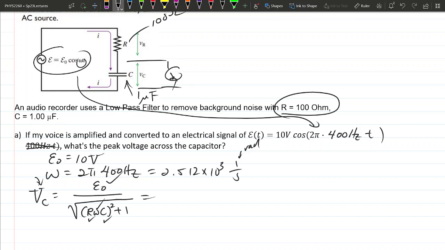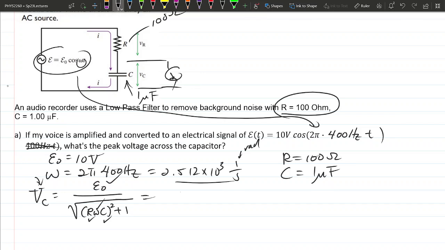So R is 100 ohm. Let's just write these values down also. And then C is 1 microfarad, and then omega is this. So 100 times omega, omega is this 2.512 times 10 to the 3, times 1 microfarad, which is 10 to the negative 6. All of that gets squared, and then you have to add a 1 to it. And I'm missing a parenthesis.